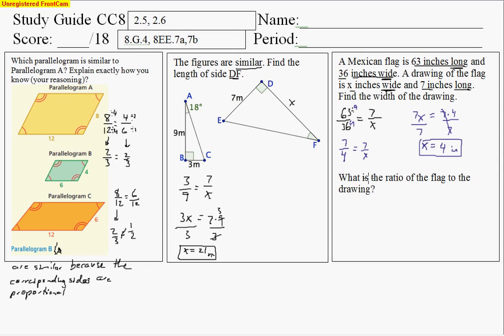And then it says the ratio of flag to drawing. So they just said ratio of flag to drawing. They didn't say area, they didn't say anything. So because they didn't say the ratio of areas, they just said the ratio, I'm just going to write this as 7 over 4, flag to drawing. Notice that I put the 7 on top, 4 on the bottom, because the 7 was the flag and the 4 was the drawing. Whenever they say flag to drawing, that means the flag needs to be on top, the drawing needs to be on the bottom. Let's take a look at the next problem we see.